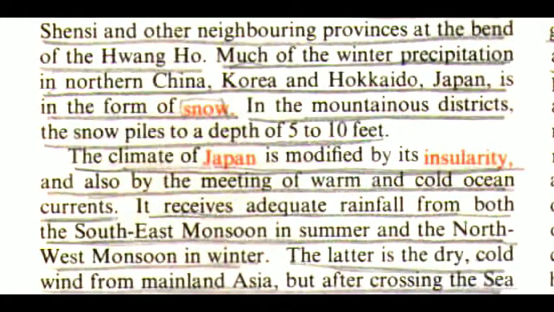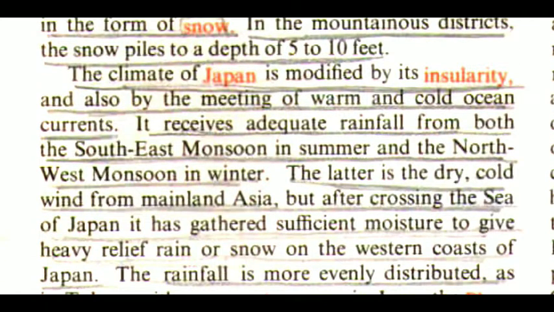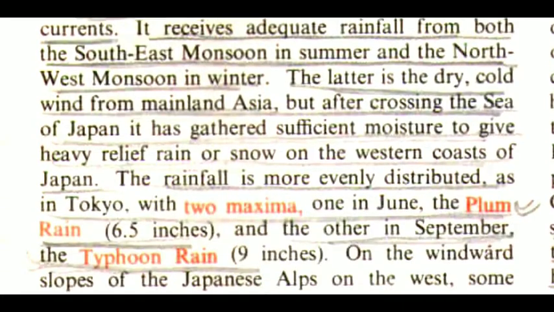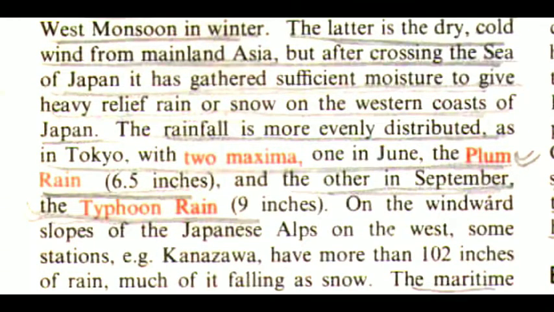Much of the winter precipitation in northern China, Korea, and Hokkaido, Japan, is in the form of snow. In the mountainous districts, the snow piles to a depth of 5 to 10 feet. The climate of Japan is modified by its insularity and also by the meeting of warm and cold ocean currents. It receives adequate rainfall from both the southeast monsoon in summer and the northwest monsoon in winter. The latter is the dry, cold wind from mainland Asia, but after crossing the Sea of Japan, it has gathered sufficient moisture to give heavy relief rain or snow on the western coast of Japan.